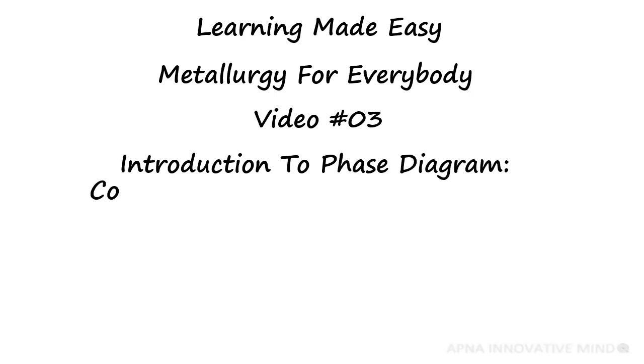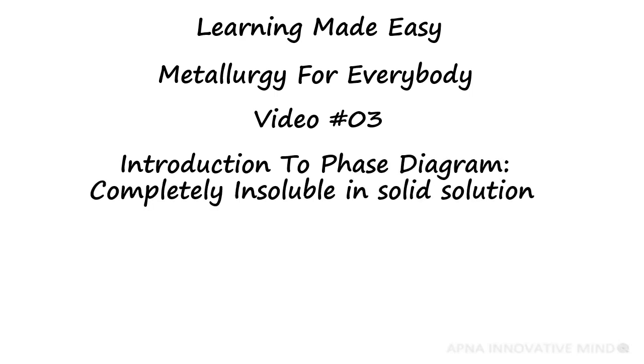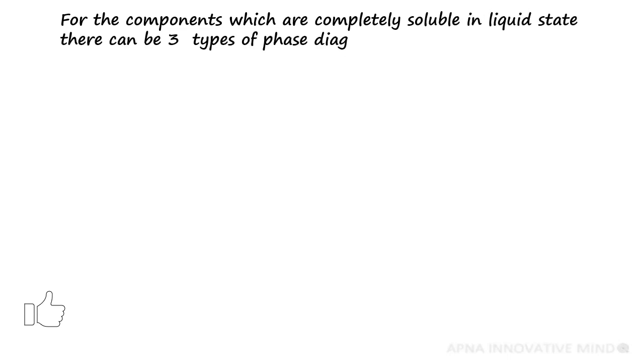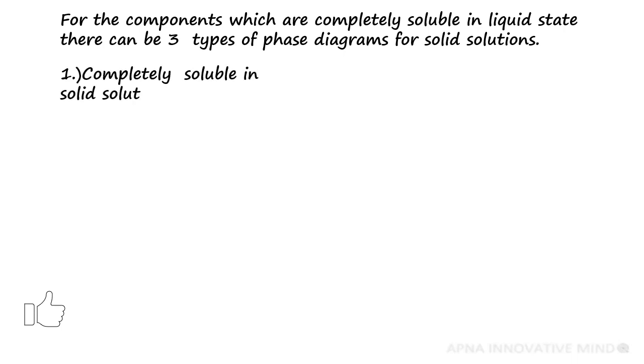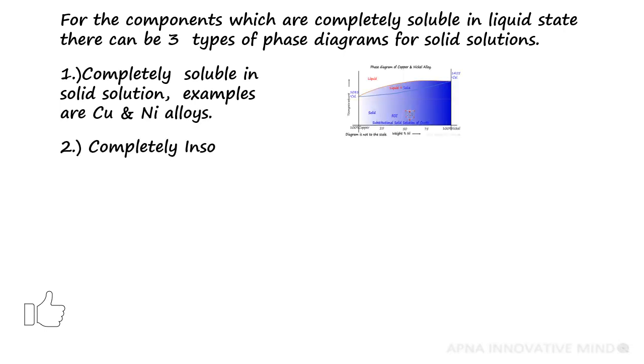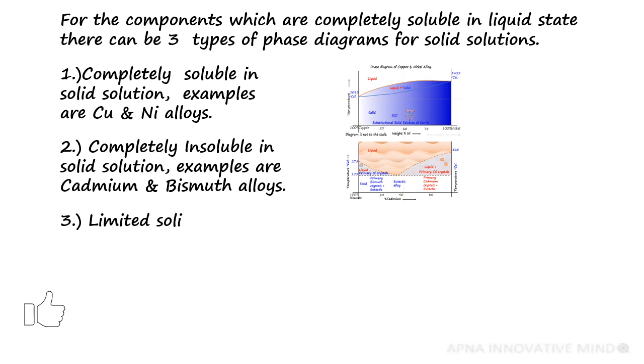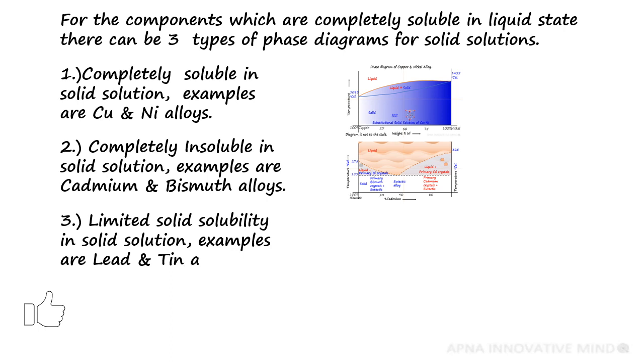Introduction to phase diagram. Completely insoluble in solid solution. For the components which are completely soluble in liquid state, there can be three types of phase diagrams for solid solution. First, completely soluble in solid solution. Examples are copper and nickel alloy. Second, completely insoluble in solid solution. Examples are cadmium and bismuth alloy. Third, limited solid solubility in solid solution. Examples are lead and tin alloy.